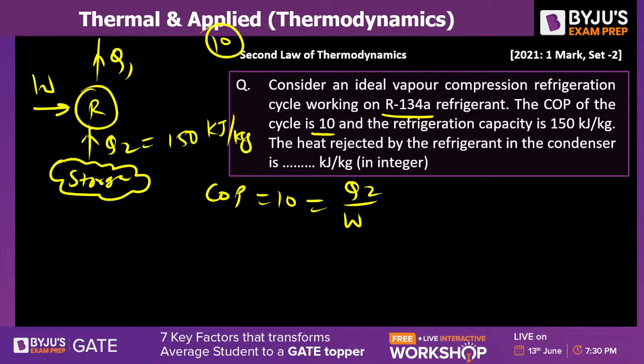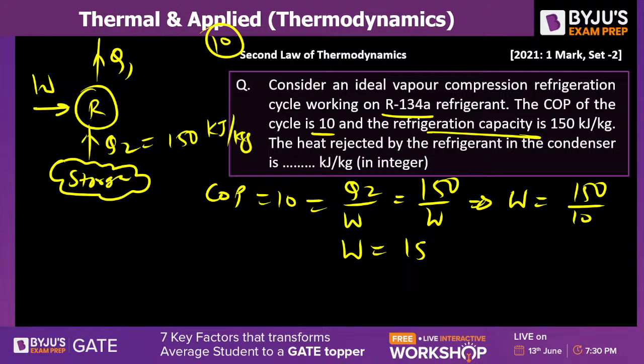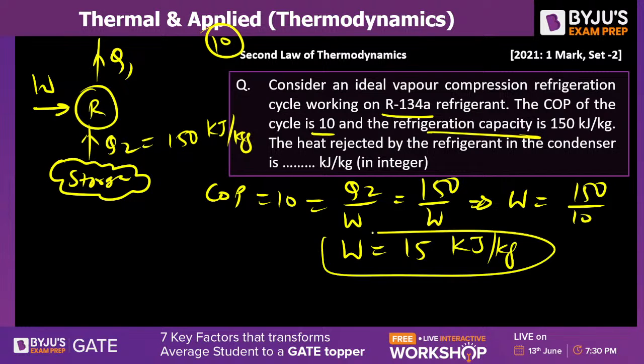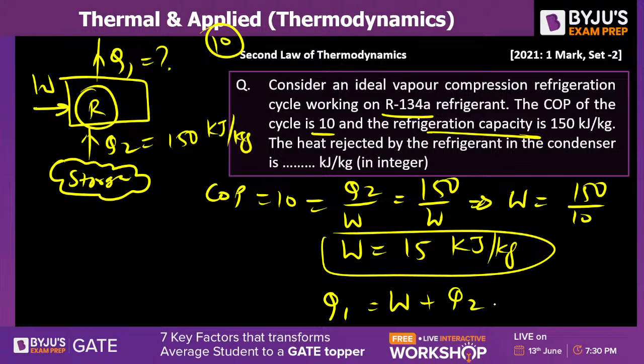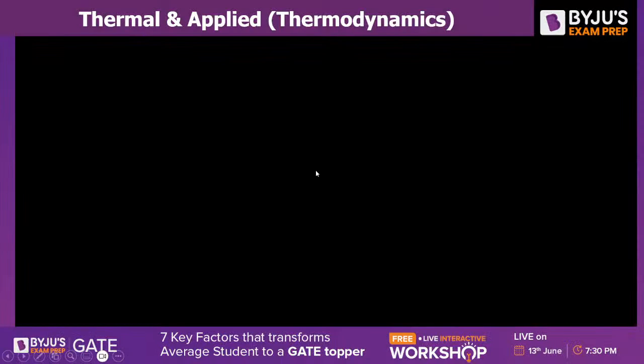Refrigeration capacity or refrigeration effect is Q2, the amount of heat which is extracted from the storage space. So we can find out W. Q2 is equal to 150 by W, so W is equal to 150 by 10, that is W is equal to 15 kilojoule per kg. The heat rejected by the refrigerant, the question is to find out Q1, and according to the first law of thermodynamics for the system, Q1 is equal to W plus Q2. So 15 plus 150, that is 165 kilojoule per kg will be the answer for this one. This is for the second law of thermodynamics.